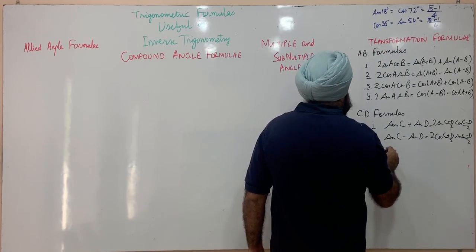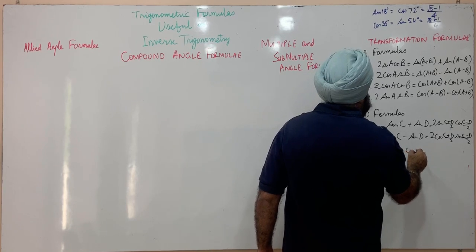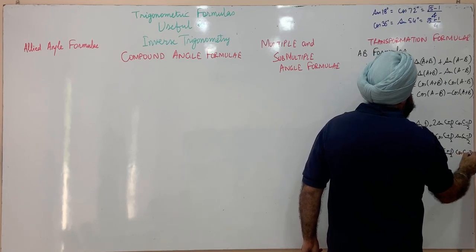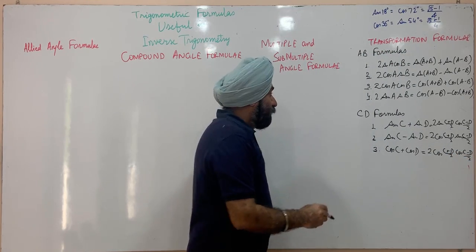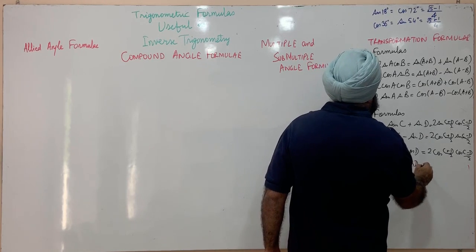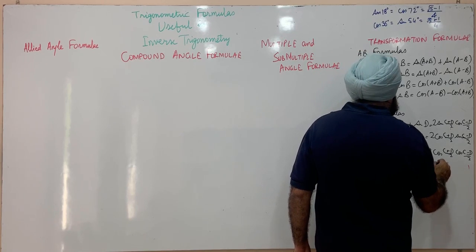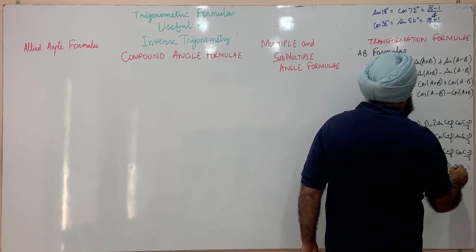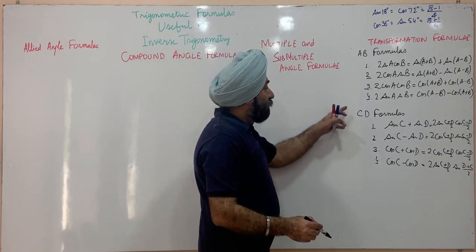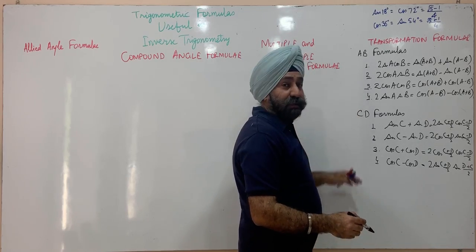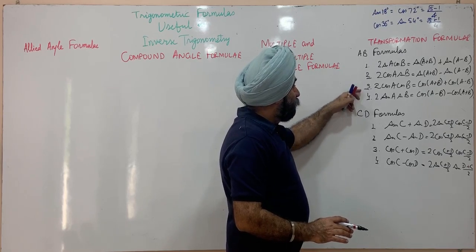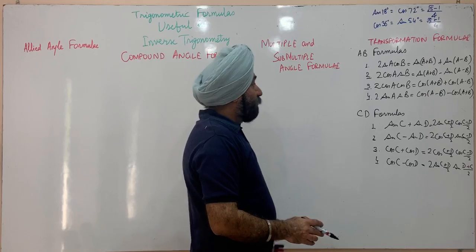Third, cos C plus cos D is 2 cos of (C plus D) by 2 into cos of (C minus D) by 2. The fourth formula is cos C minus cos D, which is equal to 2 sin of (C plus D) by 2 into sin of (D minus C) by 2. So you can see that in the fourth formula, in both the sets, there is some difference. The first three are identical, but the fourth is different from the first three.